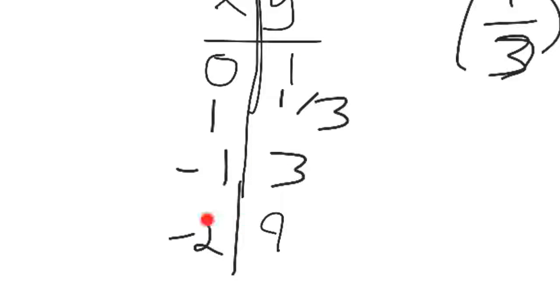Let's graph this one, and this one. There's the dots when I plugged them in. There's 0, 1, negative 1, 3, and negative 2, 9. A flawless graph.